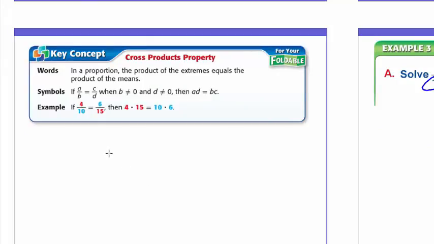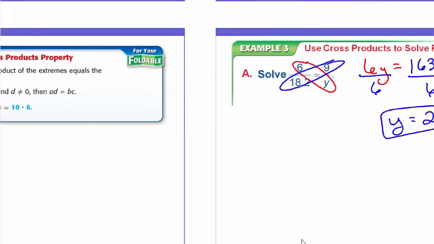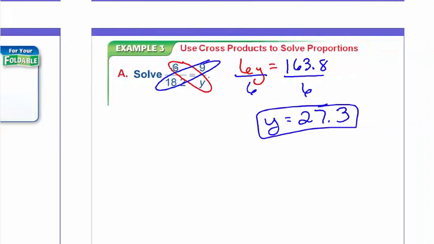Here it's talking about cross multiplying and how you multiply the one way equals multiplying the other way. I'm sure you're fairly familiar with this. So here's an example. You multiply here, I multiply the 6 and the y. I get 6y. I multiply the 9, and that's an 18.2. The decimal's kind of covered up there, to get 163.8. Divide by 6, and I get my answer there.